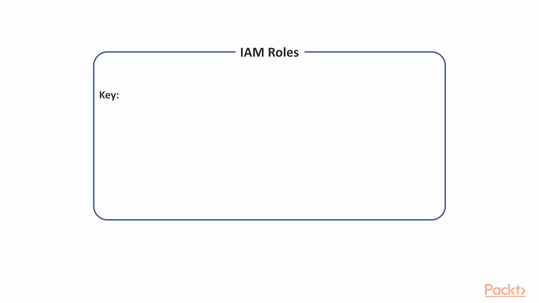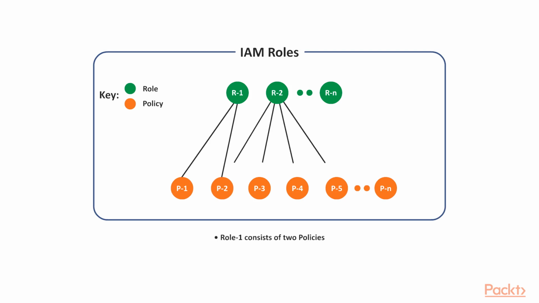This diagram shows the relationship between roles and policies. As you can see, role 1 is based off two policies. Role 2 is based off four policies. One of those policies is shared between role 1 and role 2.